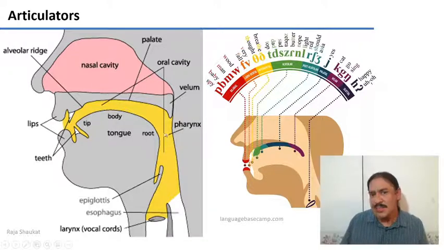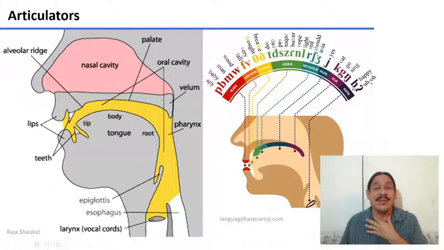There's a part here that's not used in English, but is used in languages like Arabic, the pharynx. And over here, there's the glottis, where the vocal cords go. There's English sounds there. For example, the H in happy, happy. There's friction here.